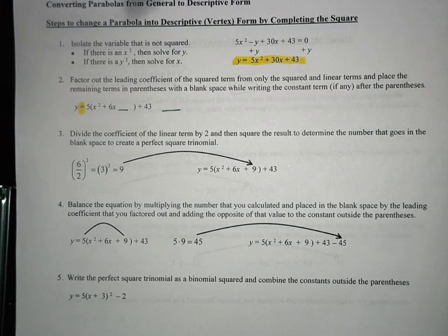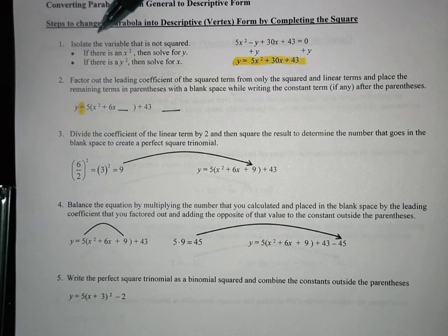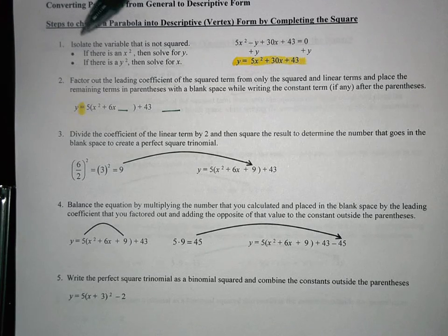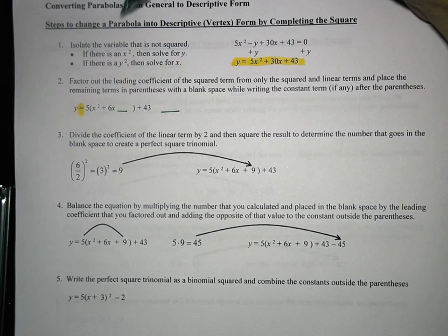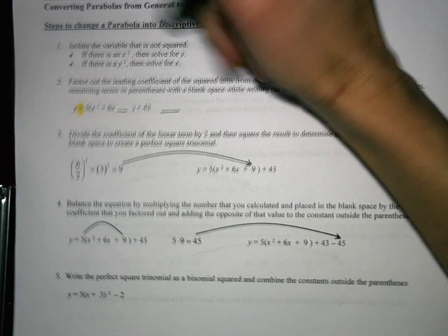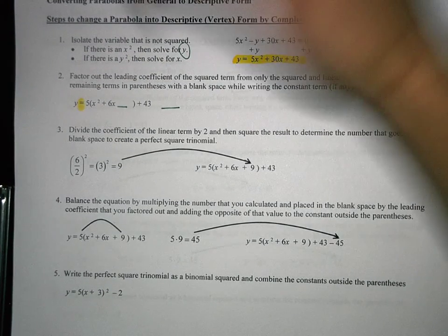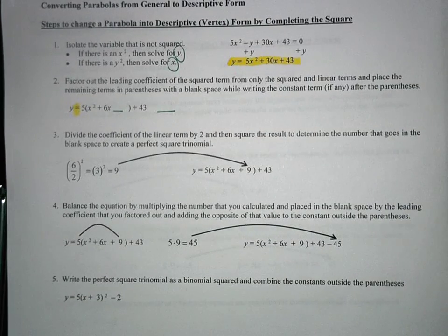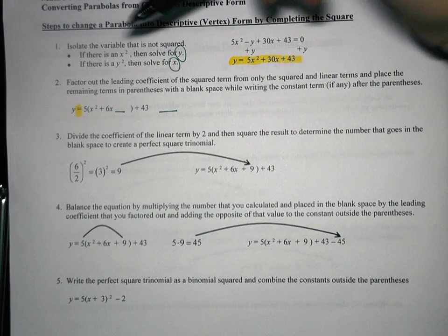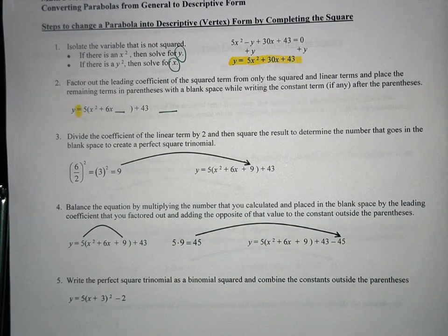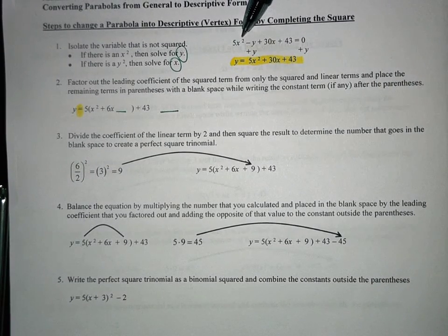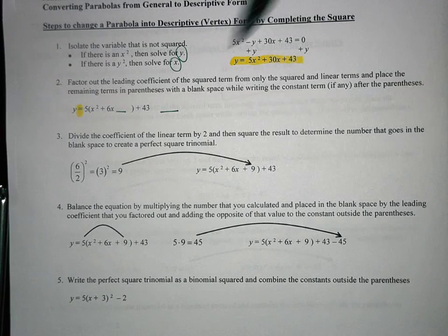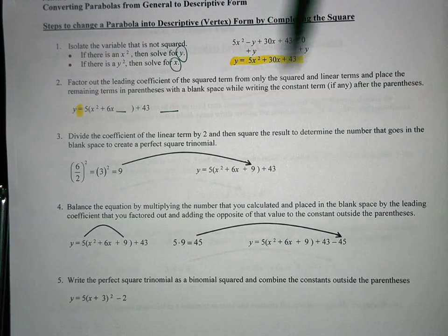The first thing that you want to do though, and for pretty much all the problems we're going to be doing today, is to isolate the variable that is not squared. So if you see an x squared, you're going to solve for y. If you see a y squared, then you're going to solve for x. Most of them are already put in this form though, where it already is y equals or x equals. Once you have that, and it's written in this form, so here you can notice you have an x squared term, so we want y all by itself, and that is what we have here.